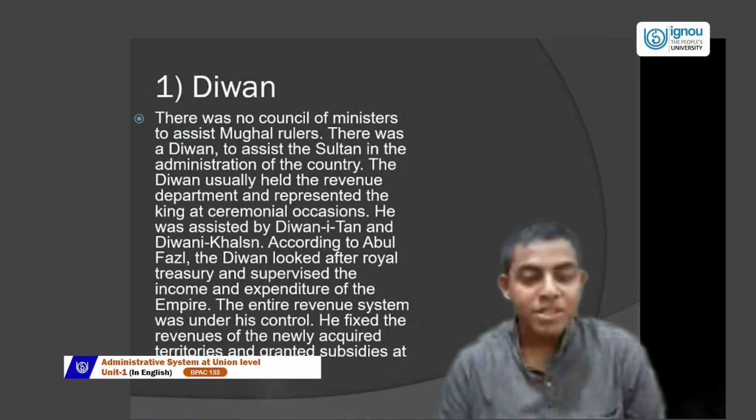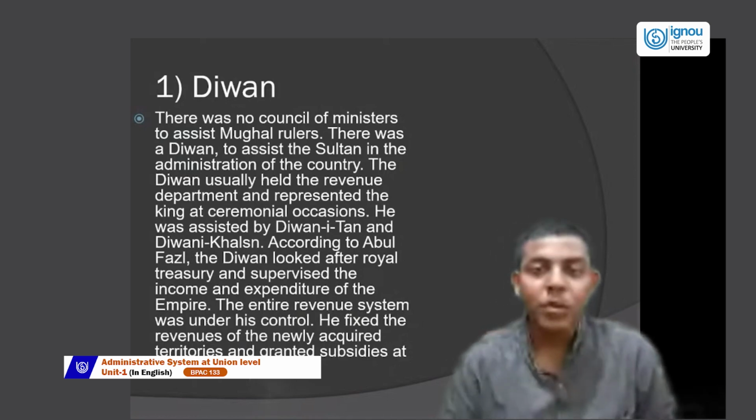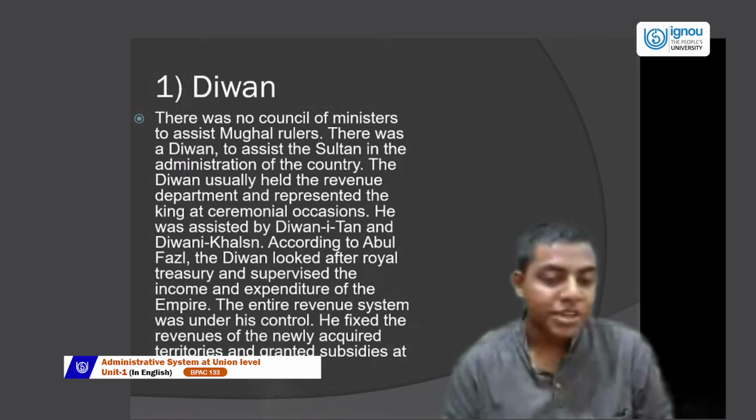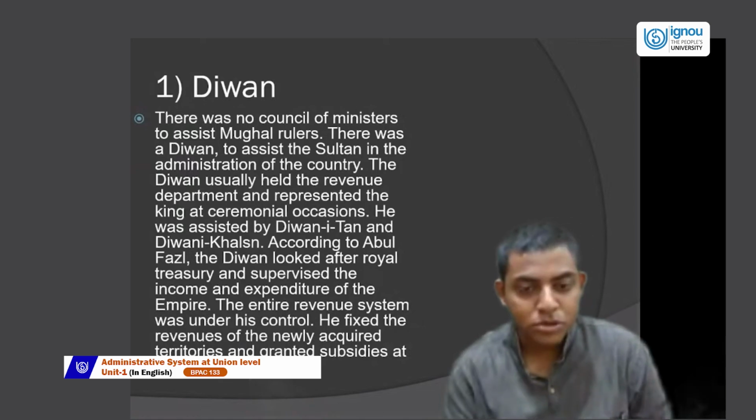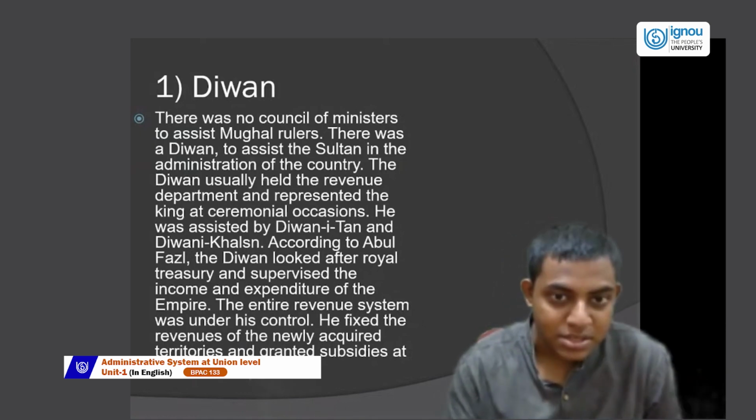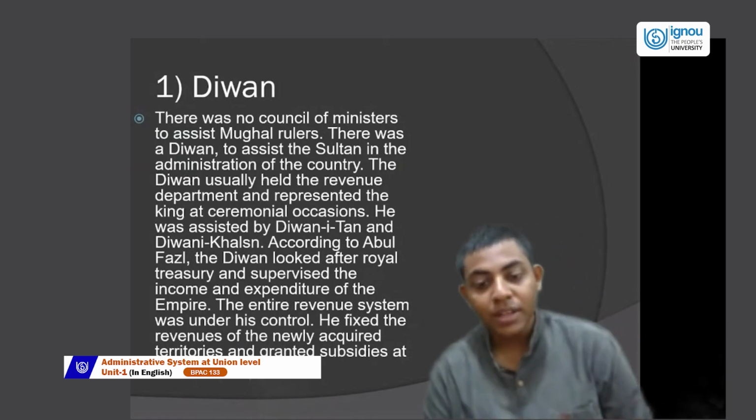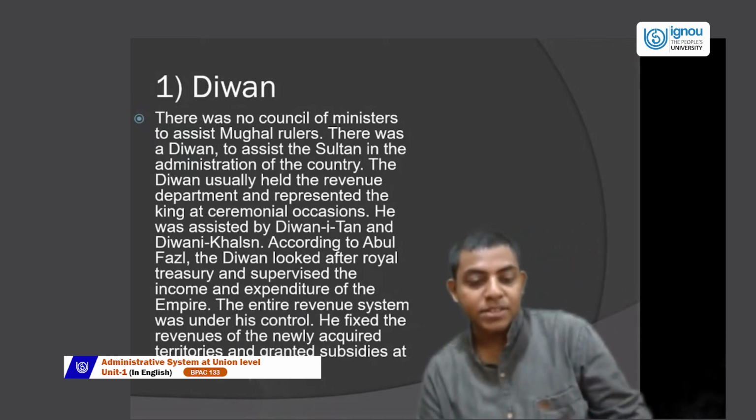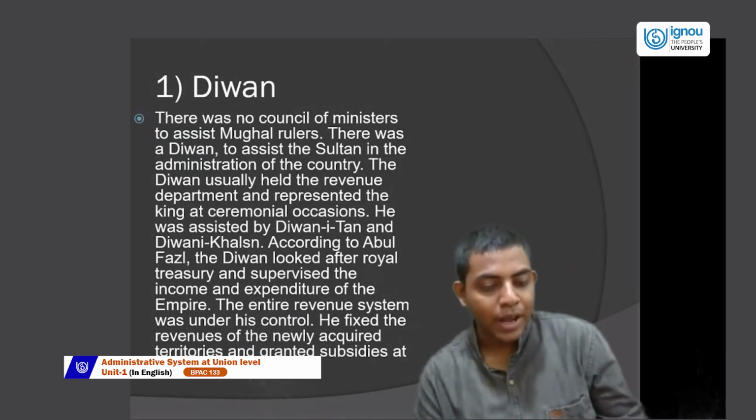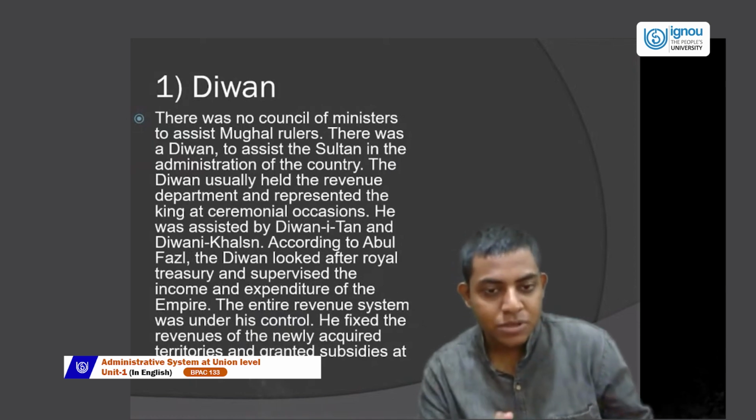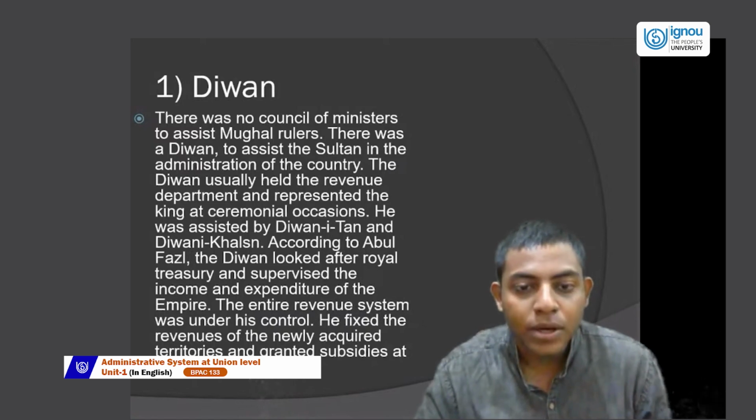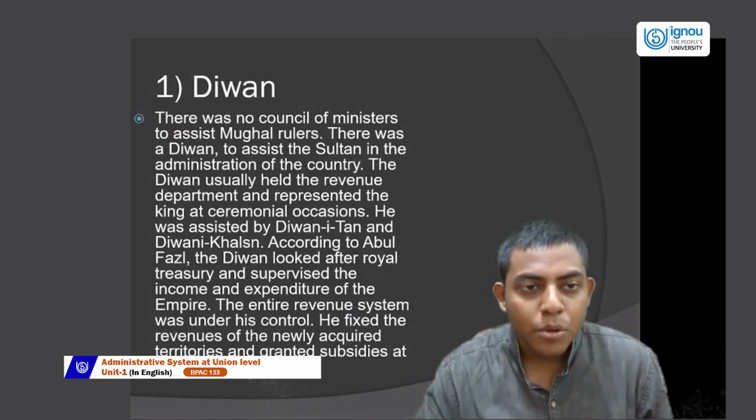According to Abul Fazl and his monumental work, Ain-e-Akbari, the Diwan looked after the royal treasury and also supervised the income and expenditure of the empire. The post of Diwan was very important, because the entire revenue system of the empire was under the control of the Diwan. It was the Diwan who fixed the revenue of newly acquired territories also, and decided when to grant subsidies or not during times of scarcity. So the institution of Diwan was a very important one during the Mughal period.